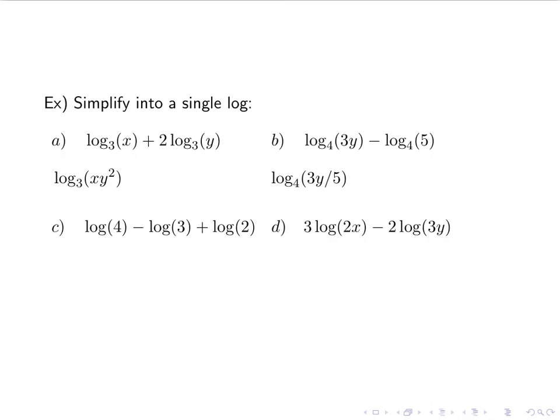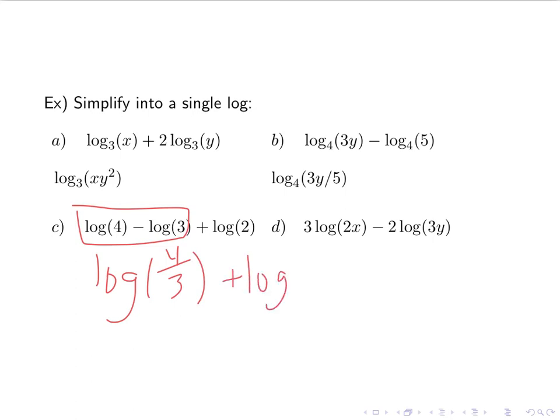For C, log of 4 minus log of 3 plus log of 2. So I've got two operations here. Order of operations tells me I need to go from left to right since it's all addition and subtraction. So I'm going to look at this first and say that that is log of 4 divided by 3, because that's what subtraction means. So I'm going to take that and add to it log of 2.